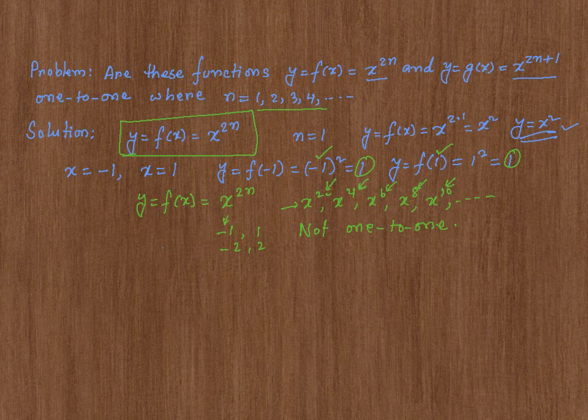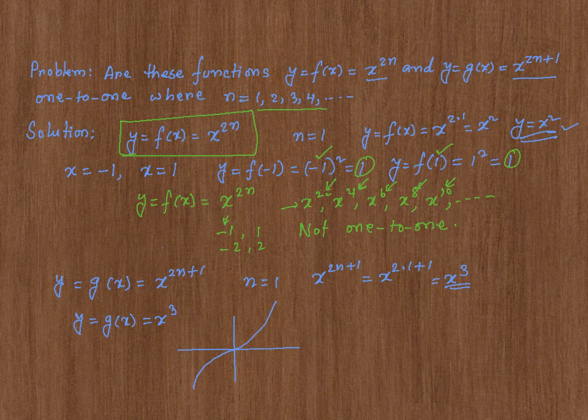Similarly, let's consider the other scenario where y is equal to g of x is equal to x to the power 2n plus 1. Let's consider n is equal to 1. In that case, x to the power 2n plus 1 is equal to x to the power 2 times 1 plus 1, which is x to the power 2 plus 1, 3, right? x cubed. So my function will be y is equal to g of x is equal to x cube. This function, by the way, is one-to-one. And if you graph it, it's going to look like this.